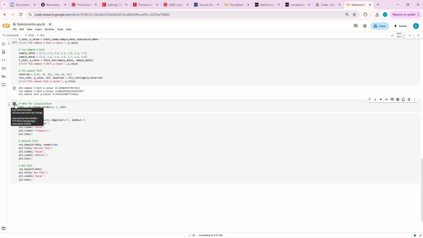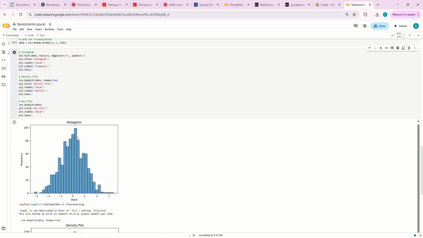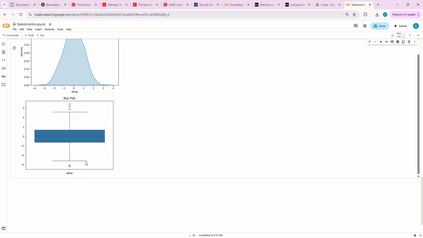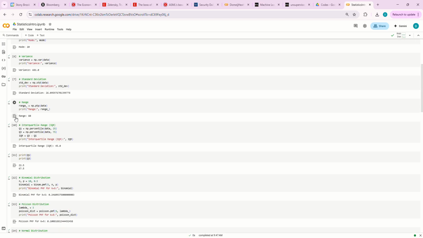So now we create some random data for visualization. And we plot a histogram showing values and frequencies. We then plot a density plot, and then we plot a box plot. So here's some matplotlib plotting. We just create a histogram, density plot, box plot. And that's your statistics intro in Python.